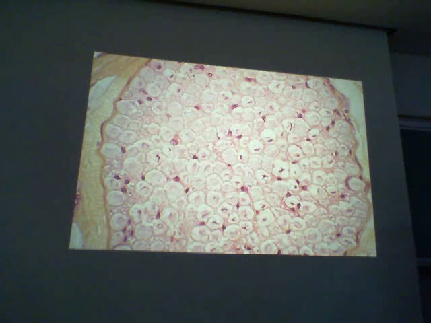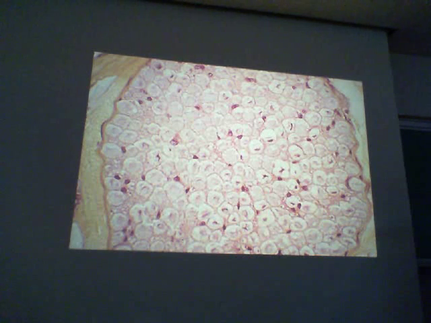And let's see if we have a little bit higher magnification here. Yes. Okay, so each one of these would be a myelinated fiber. Okay, and so that nucleus right there would be the nucleus of what cell? Schwann cell.